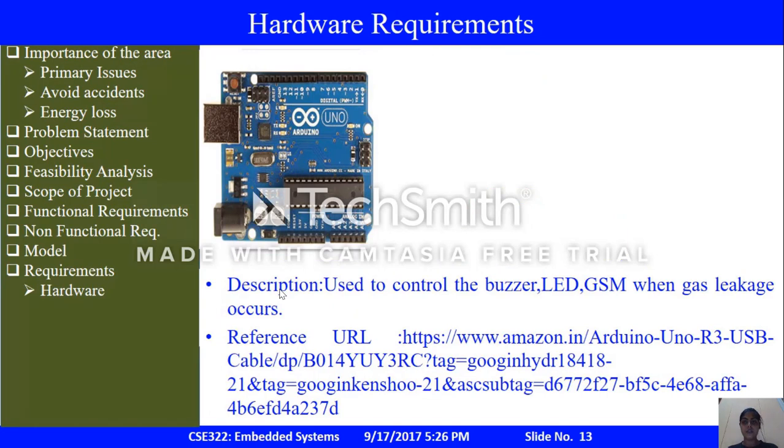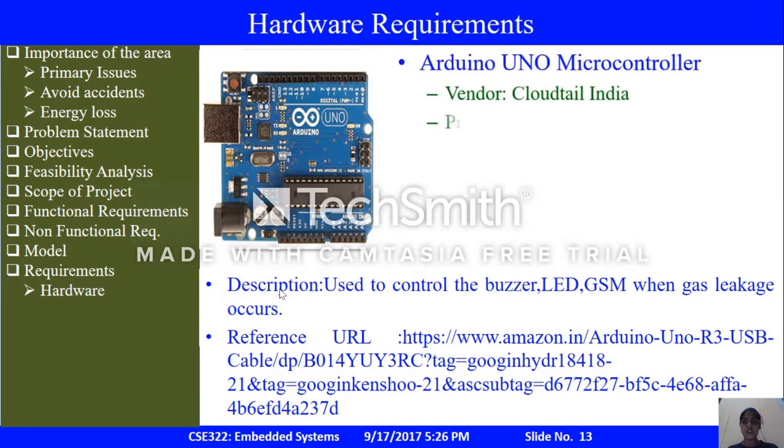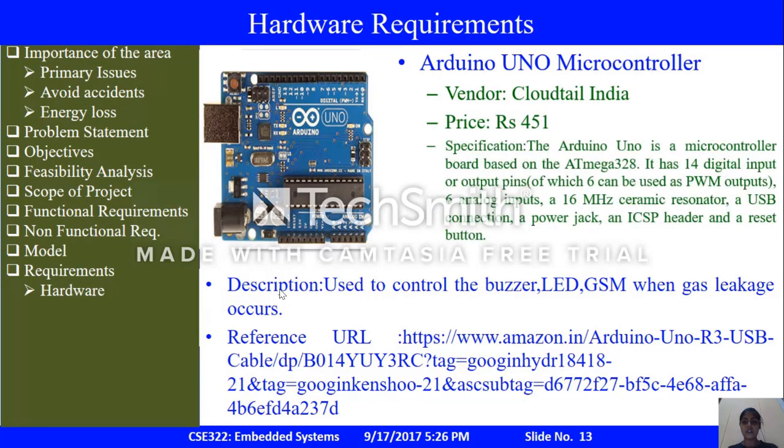The next component that we'll be using is an Arduino Uno microcontroller. The vendor is Cloudtail India. The price is rupees 451, and the specifications are that this is a microcontroller board which is based on the ATmega328. It has 14 digital input or output pins, of which 6 can be used as PWM outputs, 6 analog inputs, a 16 MHz ceramic resonator, a USB connection, a power jack, an ICSP header, and a reset button.